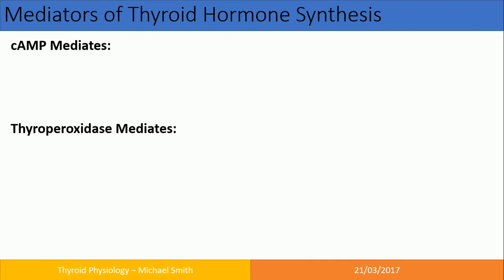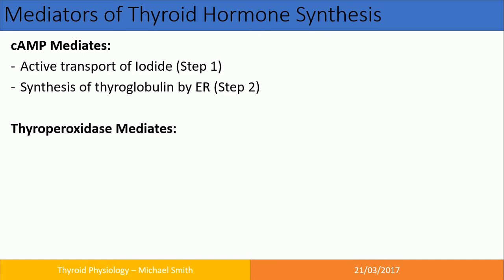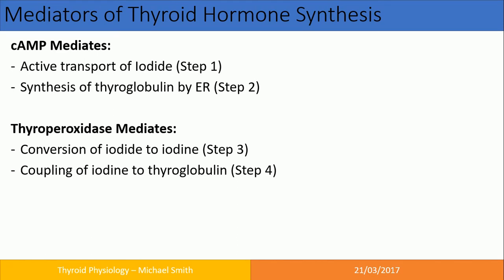So, as I explained on the previous slide, we have our cyclic AMP, which mediates the process of the transport of iodide into the cell through the sodium iodide transporter, and the synthesis of our thyroglobulin by our rough endoplasmic reticulum. Then the thyroid peroxidase, or TPO, mediates the process of converting our iodide to iodine, and then adding the iodine to the Tg. So I remember that TPO acts on the steps involving the iodine, because it's iodide to iodine, and then adding iodine to the thyroglobulin.